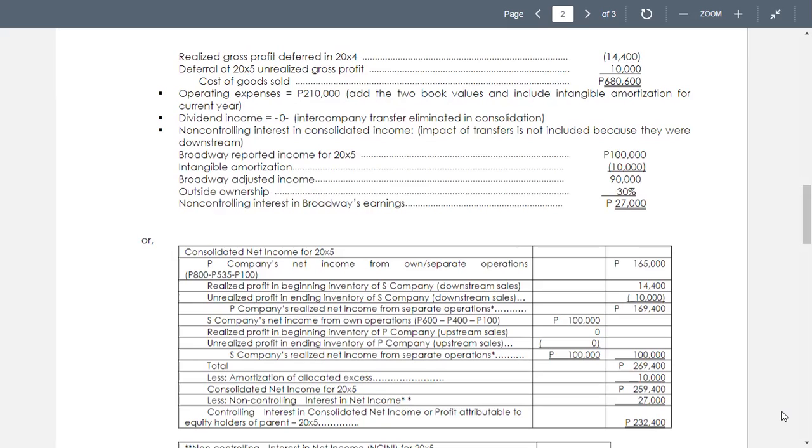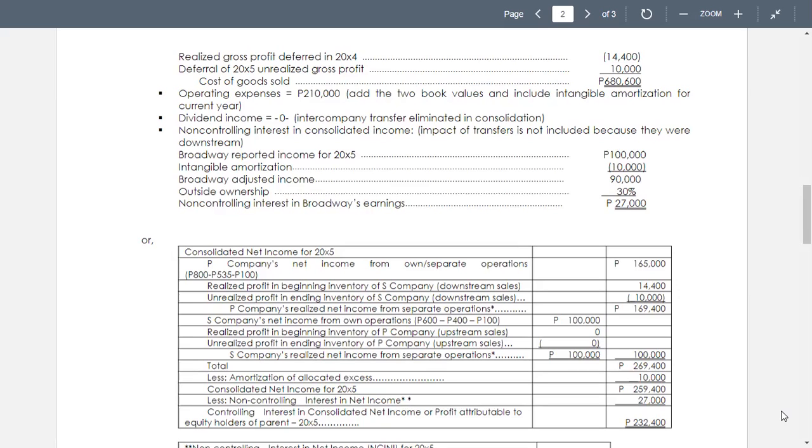P company's net income from own or separate operations. 800 minus 535. That gives us 265. And then we have to deduct the amount of expense of 100,000. So that gives us 165,000.